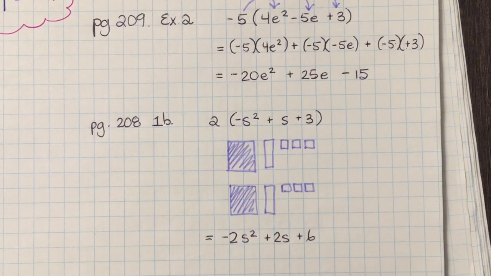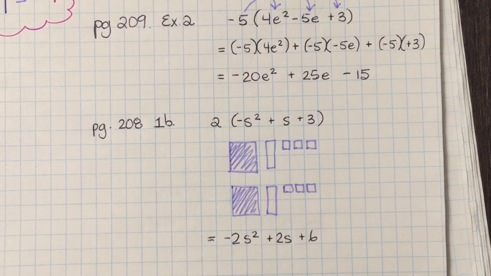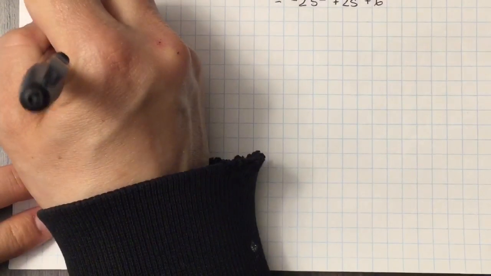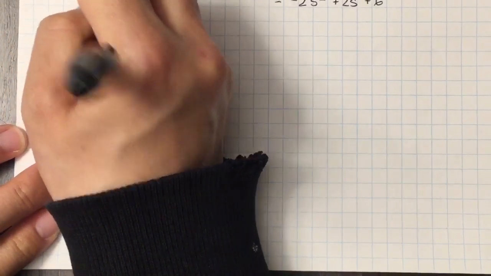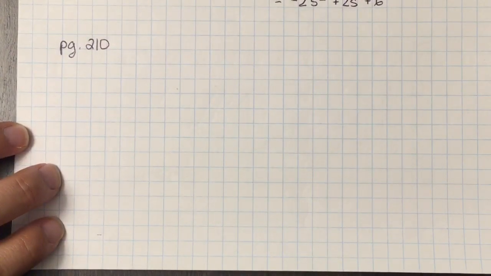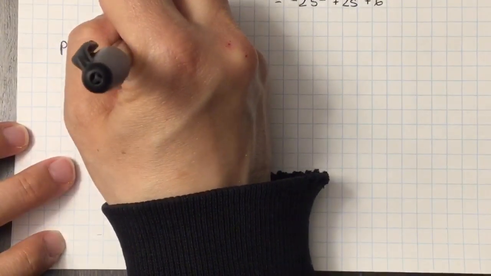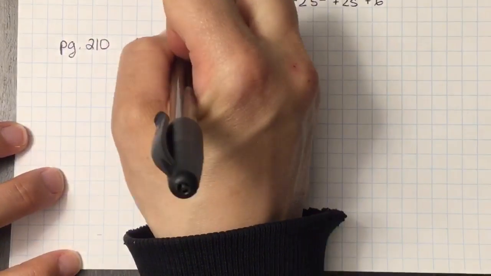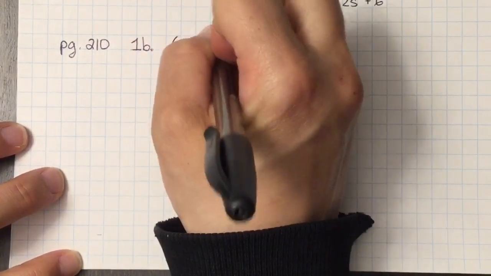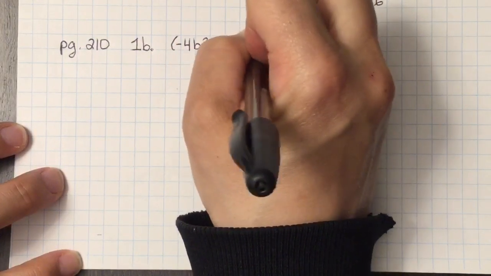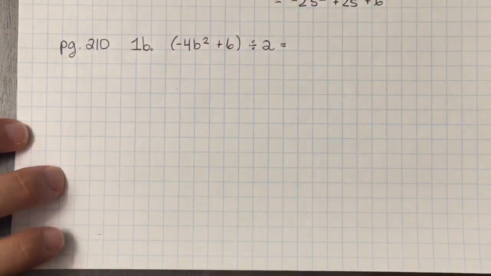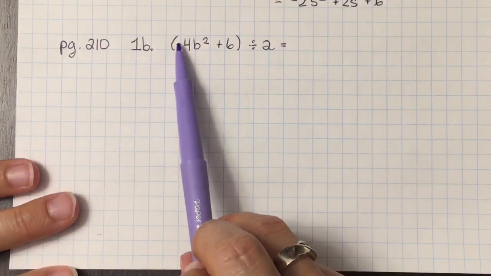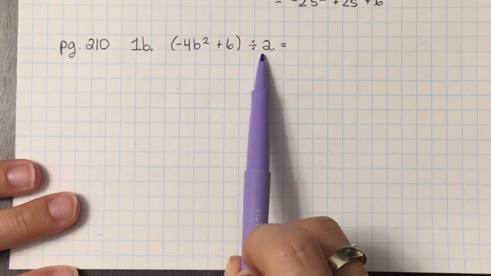Okay, take a look now and let's try algebra tiles, but dividing. Okay, so we're going to flip this around now. Let's go to page 210 and let's take question 1b. Okay, so question 1b says minus 4b squared plus 6, and then that whole thing divided by 2. Okay, so what is that going to give us? So basically what we're saying is we want to end up with this in two groups.